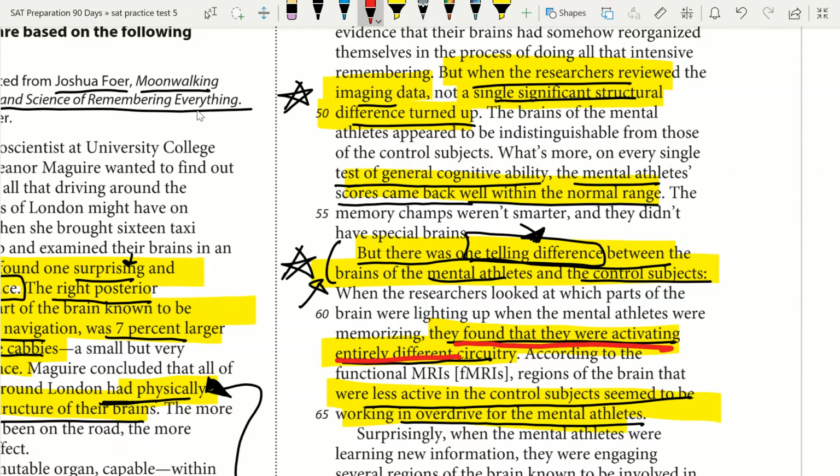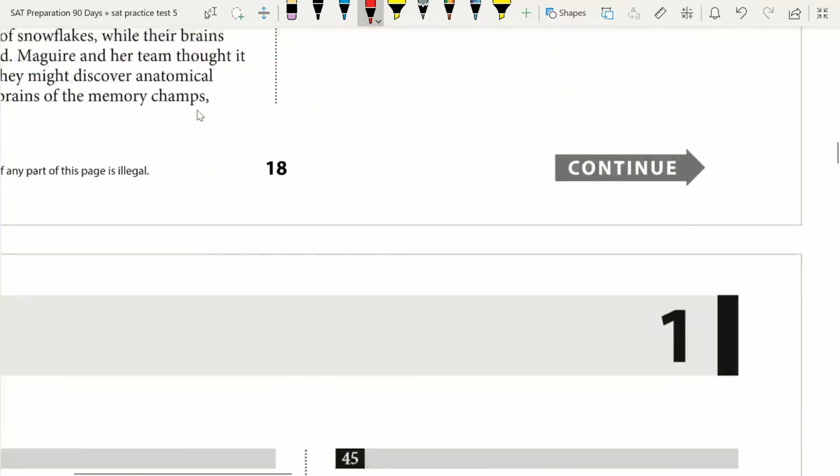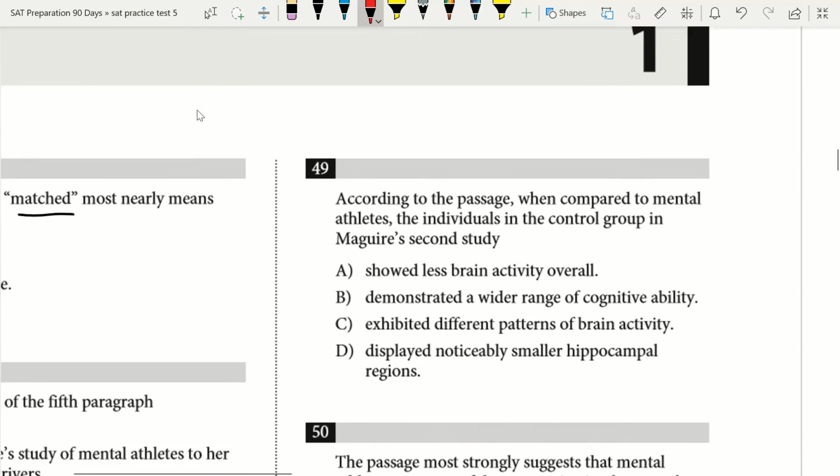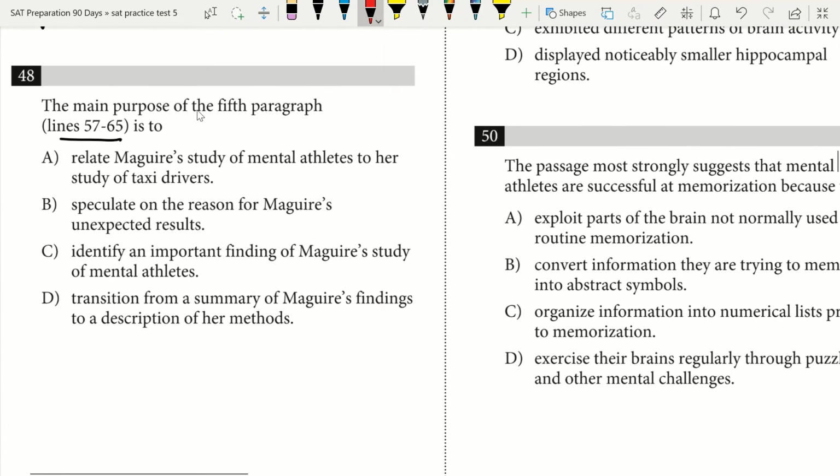We talk about the parts of the brain, or rather how much they're being activated. We talk about overdrive of one part of the brain for these mental athletes. So that's going to be our main focus there, that difference in how they're using their brains. So find an answer choice that says that for 48. We see that that's going to be answer choice C, identifying an important finding in the study of the mental athletes, that important finding being the fact that they use different parts of their brain.